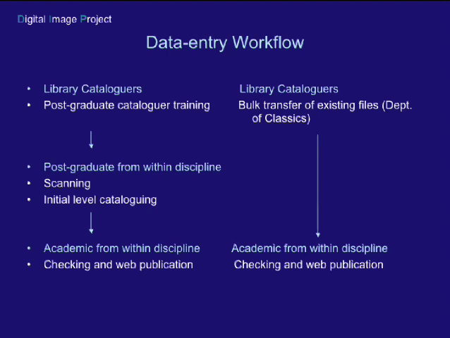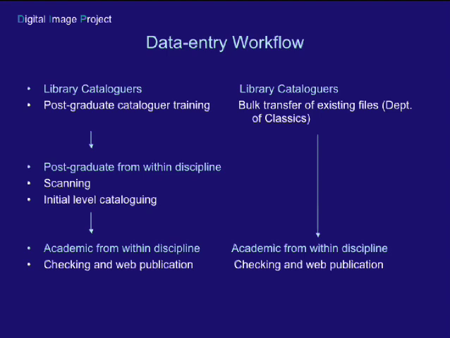Initially, library cataloguers train our postgraduates in basic library cataloguing. The postgraduates then from the individual disciplines will scan images and they'll do the initial level cataloguing. And then an academic from within the discipline checks the data and uploads it onto the web.